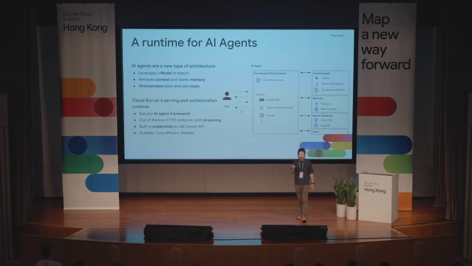And apart from the reasoning part, the agent needs to store the context, the memory, so that you have a continuous conversation with the user. And it also does the orchestration with tools, for grounding the information. As I said, Cloud Run is a great runtime for that because you can deploy any agent framework, say LangGraph or even ADK. And it has built-in GCP credentials so that you just use IAM and a service account to authenticate with different services. And as I said, it's very scalable. You can scale from 0 to something and back to 0.